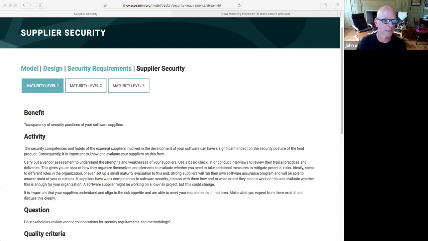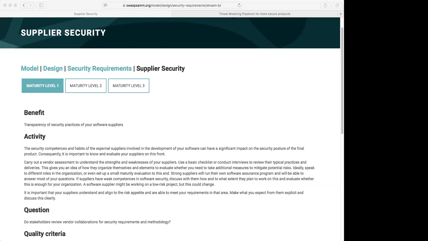We did have a question in chat from Richard, and he's looking for a consultancy that can assist with doing an OWASP SAMM maturity assessment and help build a maturity roadmap. I don't know of any companies that can help there. Okay.